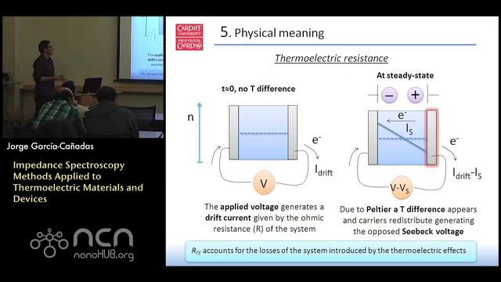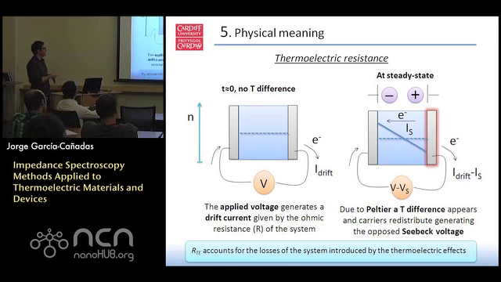So what's the physical meaning of this thermoelectric resistance? At a time very close to zero, we start to apply our current, our voltage. So the carrier density is homogeneous along the thermoelectric element. And there's still no time to build a temperature difference. So the current given by the applied voltage is given by the electrical resistance of the leg.